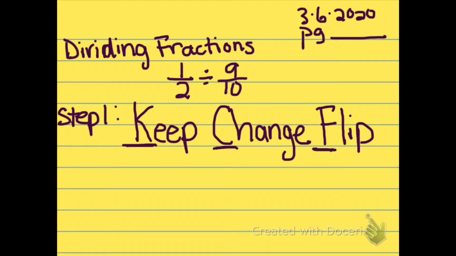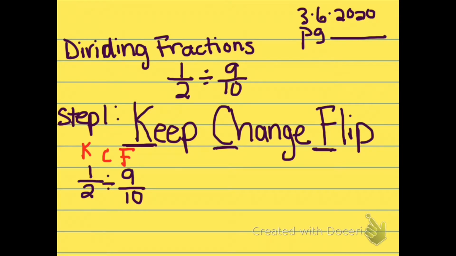I'm going to rewrite my problem. Do this with me in your books. And what keep, change, flip means is this. I'm going to get a new color. Red. Keep means we're going to keep the first fraction the same. Change means that we're going to change this division sign. And flip means we're going to turn 9/10 upside down.